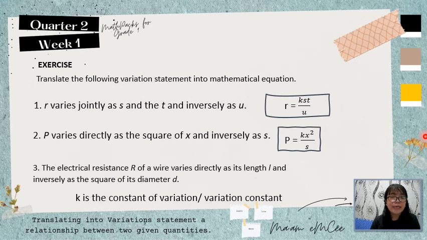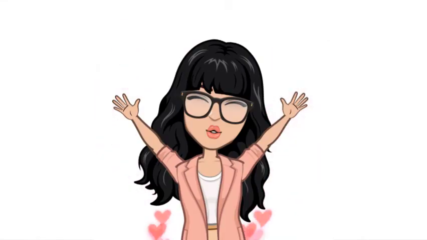And then lastly, the electrical resistance R of a wire varies directly as its length and inversely as the square of its diameter d. So this is just the same as our last example. So R is equal to KL over D squared. So that's the end of our lesson for variation.